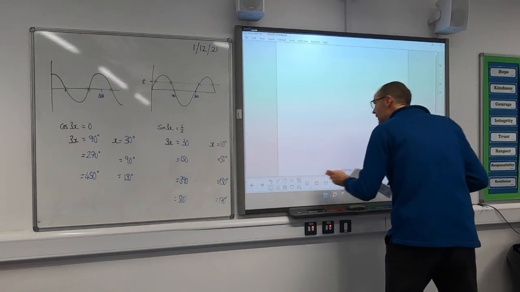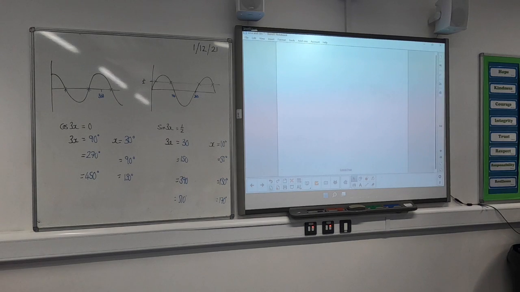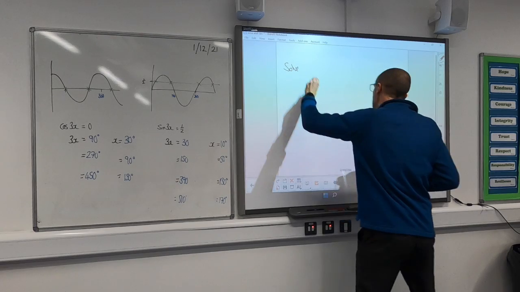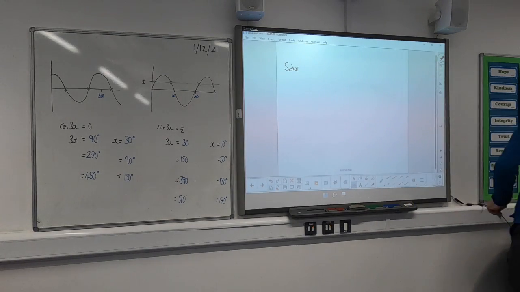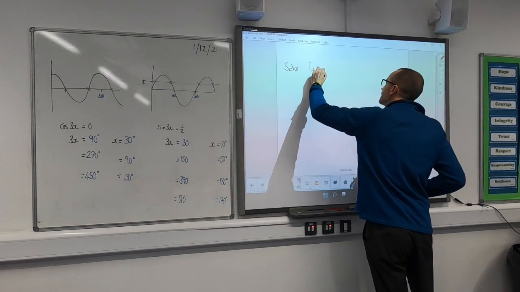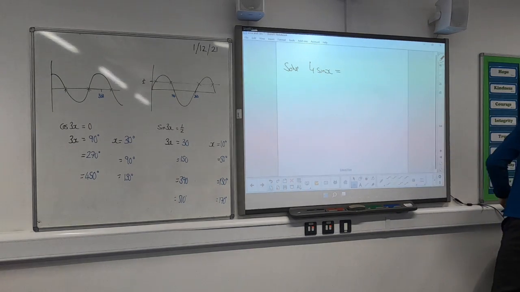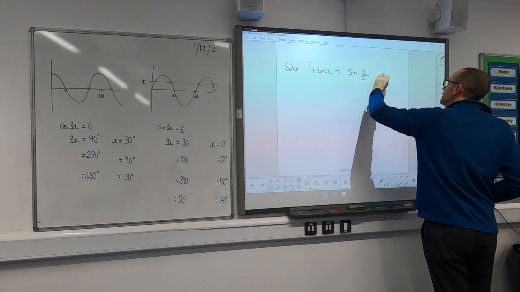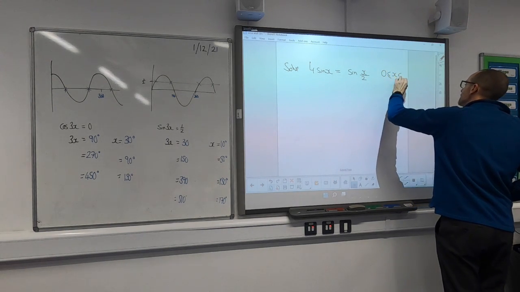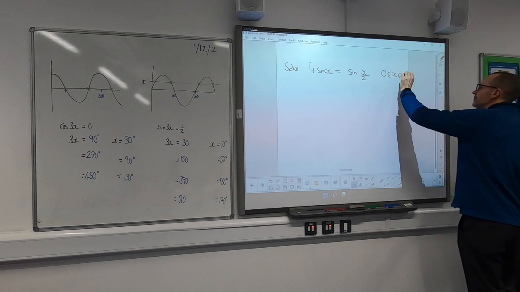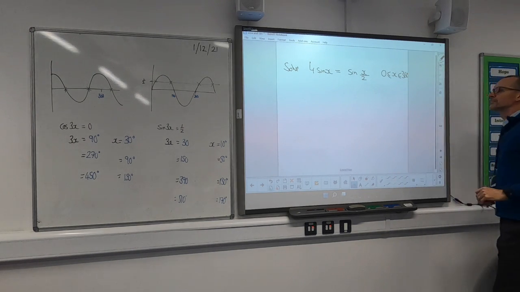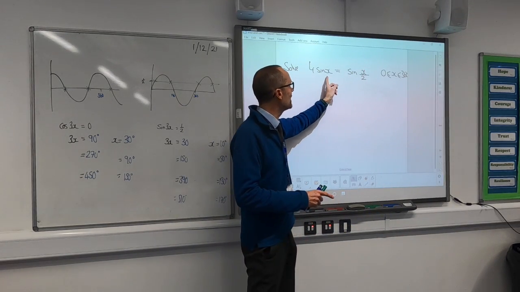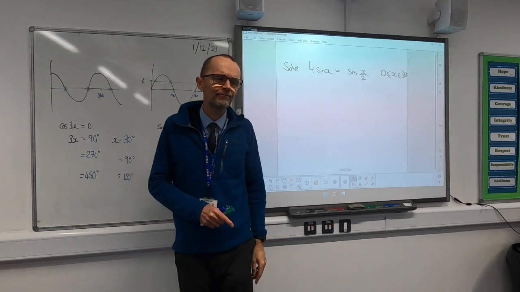Okay, so let's look at a new example of this same thing. So we're asked to solve 4 sine x over 2 equals sine x. Okay, so again, I can't help noticing that this is twice this.